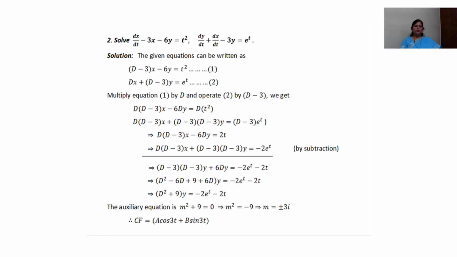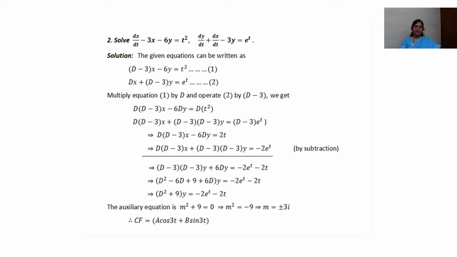Now we are going to solve these two equations by subtraction. If you subtract these two equations, we get (D minus 3) into (D minus 3) y plus 6Dy is equal to minus 2 into e to the power t minus 2t. Simplifying this, we get (D square plus 9) y is equal to minus 2 into e to the power t minus 2t.